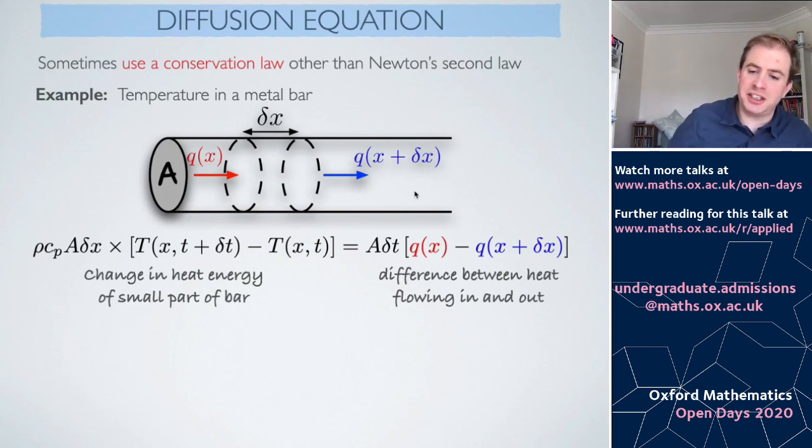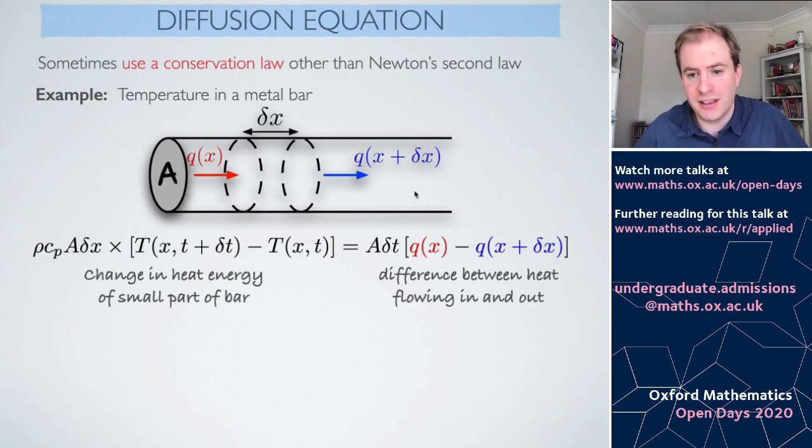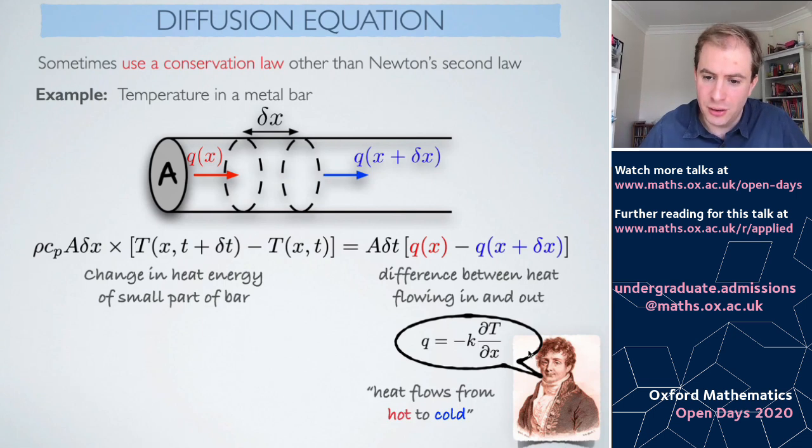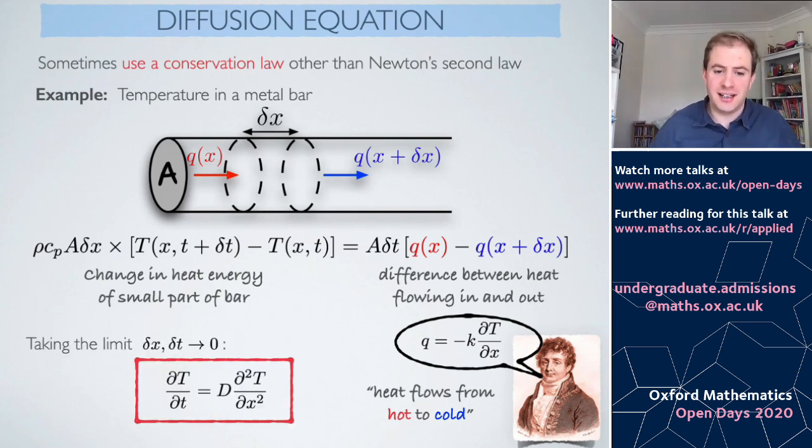So we now have an equation, but we don't know what Q, what's called the heat flux, is. Here we have to use what's called Fourier's law, which says that heat flows from hot to cold. In mathematics, Q, the heat flux, is some constant minus some constant times the gradient of the temperature, dT/dx. If you substitute this expression for Q into here, and then take the limit of delta x tending to 0 and delta t tending to 0, you end up with exactly the heat equation, or the diffusion equation.